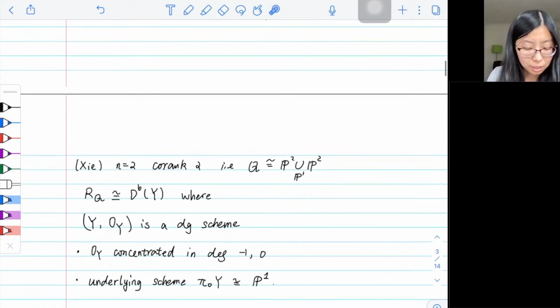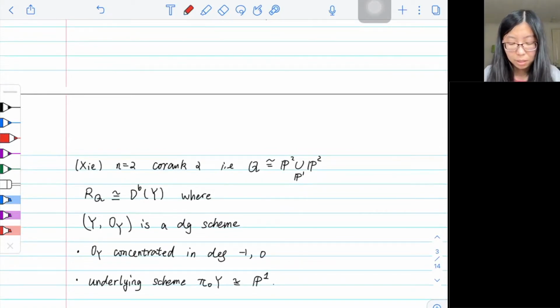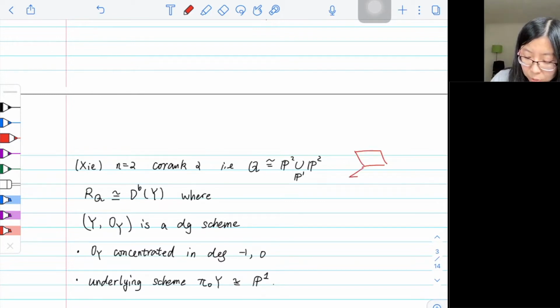In this case, the equation for the quadric would be just xy equals 0. Then this would be isomorphic to 2 copies of P2 intersecting at a line.